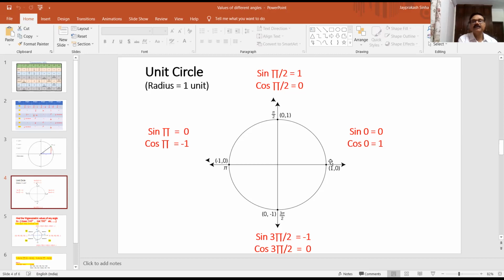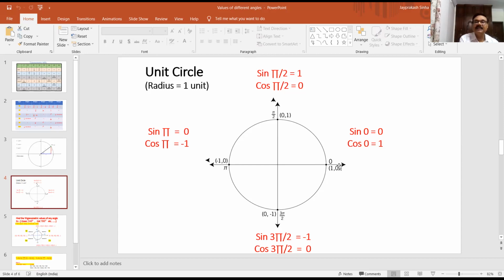You already know that. So see here, what is the coordinate of this? What is the x coordinate? 1. What is the y coordinate? 0. What are the coordinates at this point? Here the x coordinate will be 0 and y coordinate will be 1. What are the coordinates here? The x coordinate will be -1 and y coordinate will be 0. What are the values at this point? What are the values of x and y coordinates? So here x coordinate will be 0 and y coordinate will be -1. So what happens?